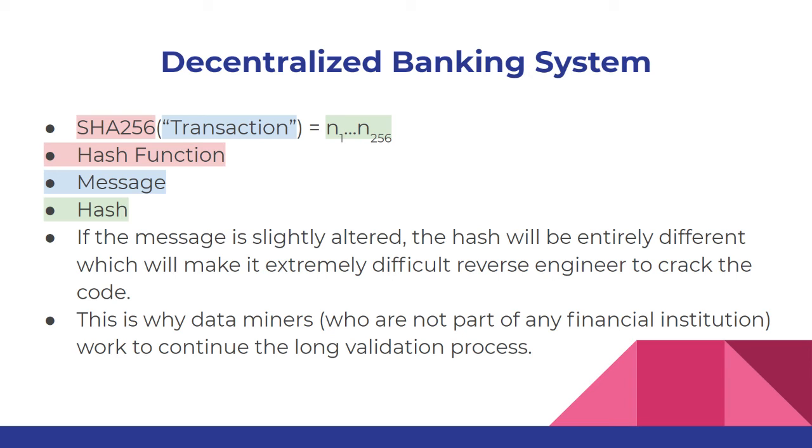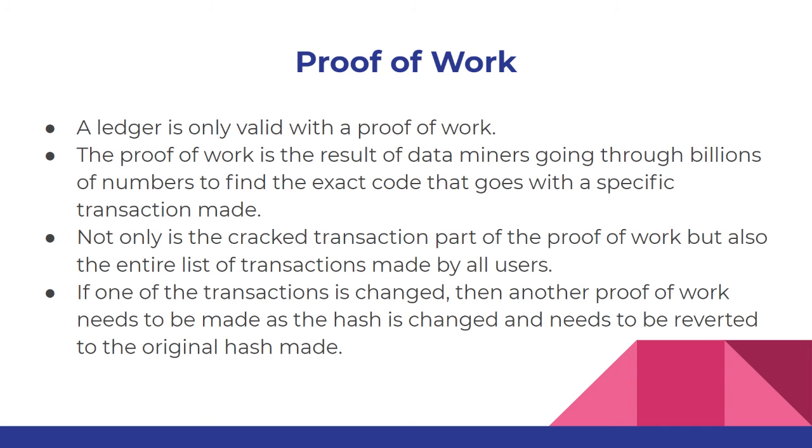People responsible for validating these numbers are called data miners, who come from all parts of the world to continue the long validation process. The proof of work is the result of data miners going through billions of numbers to find the exact number that goes with a specific transaction made. Not only is the cracked transaction part of the proof of work, but also the entire list of transactions made by all users. So if one of the transactions is changed, then another proof of work needs to be made as the hash is changed and needs to be reverted to the original hash made.